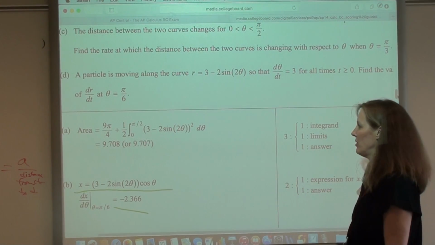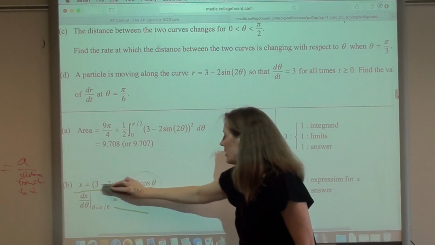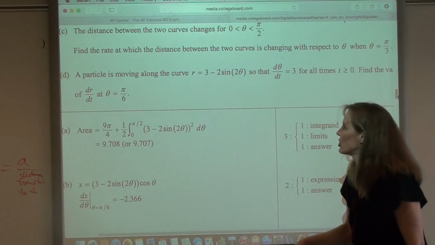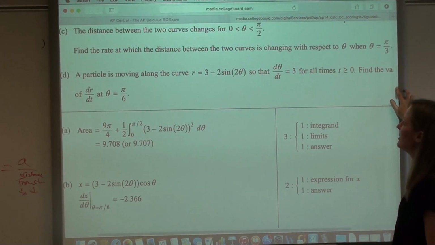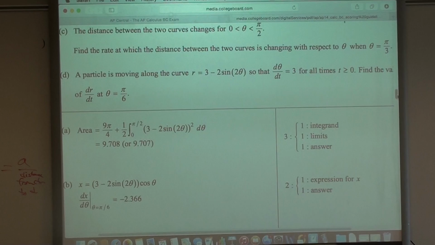Get from the Smartboard notes if you need it. So we're just walking through the solutions. So we're on part C. Part C says the distance between the two curves.